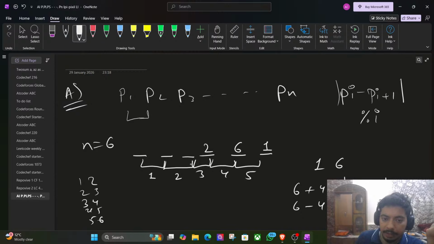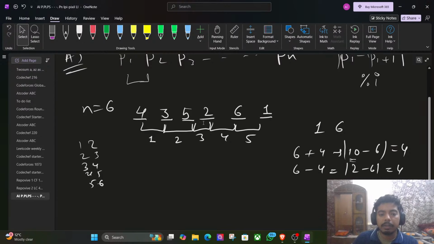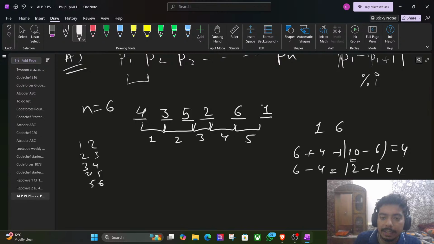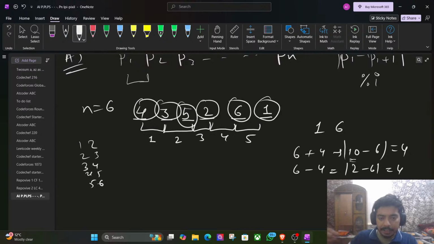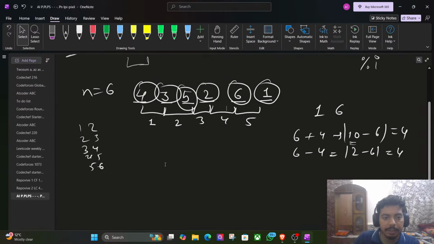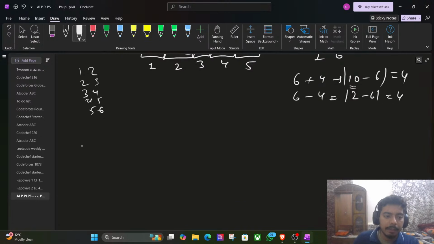Now I need a difference of 3. You can go again same, 5. Now I need a difference of 2, so I can put a 3 here. And I need a difference of 1, I can put a 4 here. Okay. So with this, you can just make your permutation. And if you look carefully, there's a pattern like 1, 2, 3, and then 4, 5, and 6. Let's check this pattern for one more n, and then we can just confirm it.